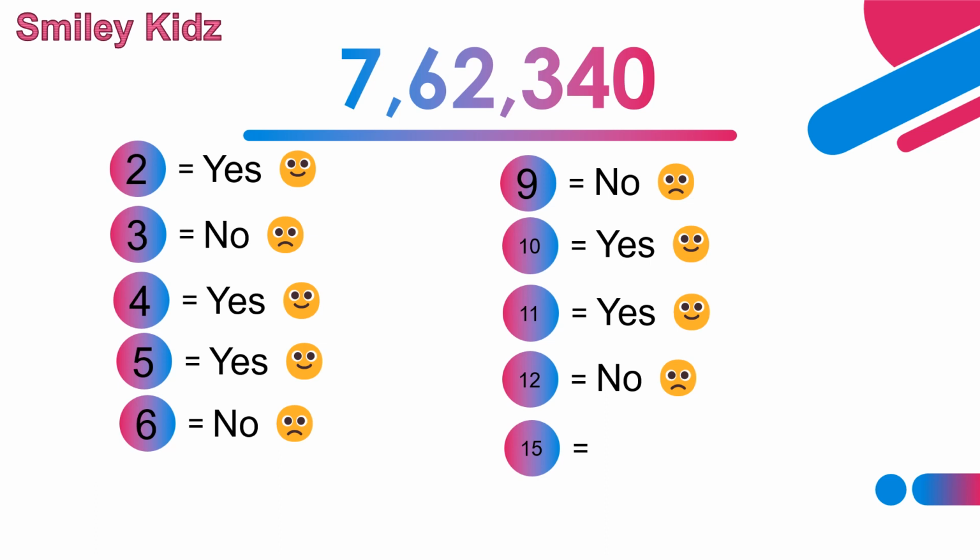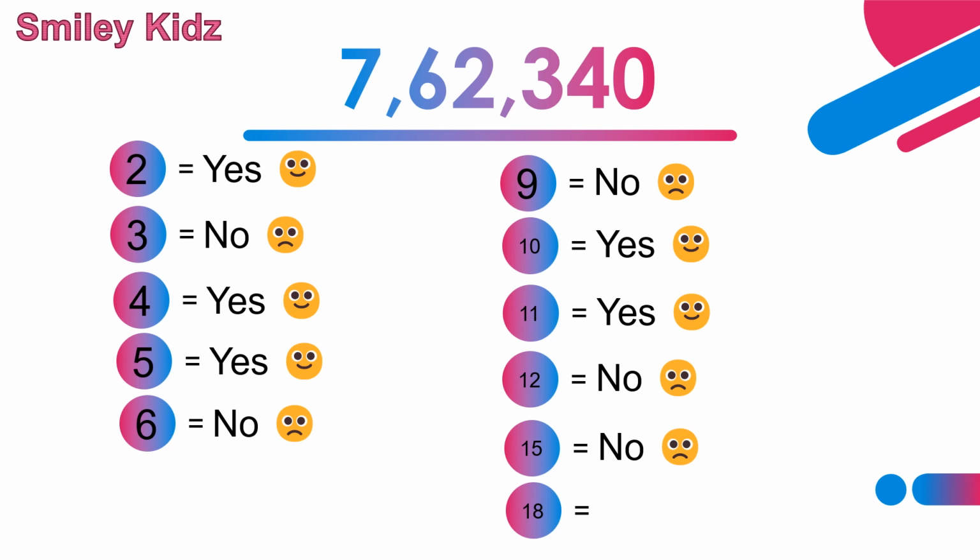Is 7,62,340 divisible by 15? The divisibility rule of 15 is the number should be divisible by both 3 and 5. Here, 7,62,340 is divisible by 5, but it is not divisible by 3. So, 7,62,340 is not divisible by 15.